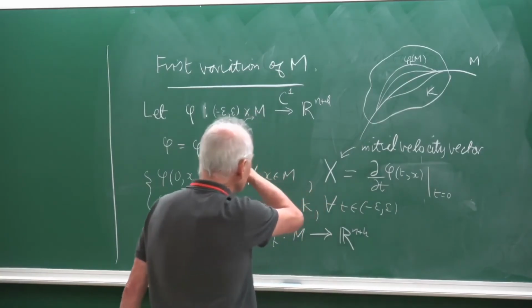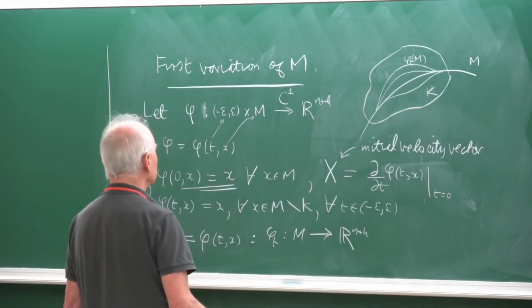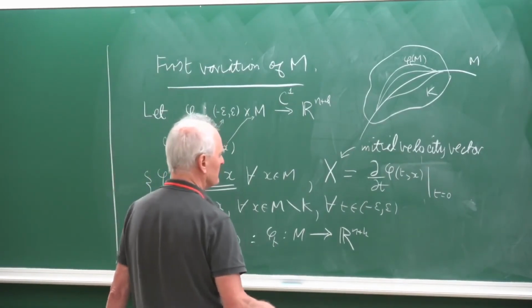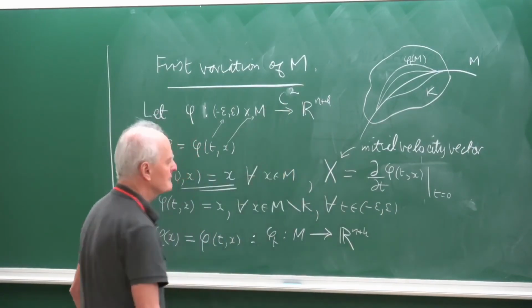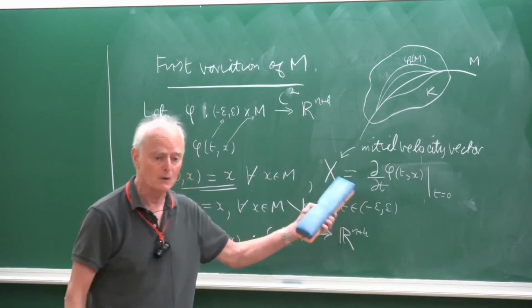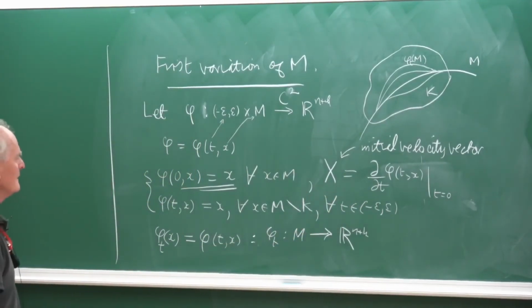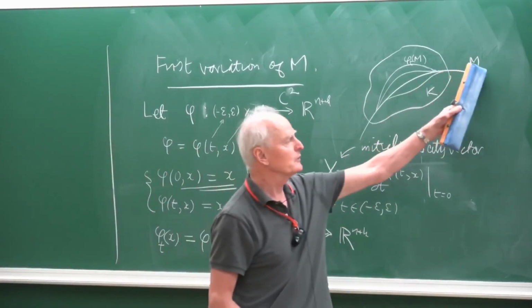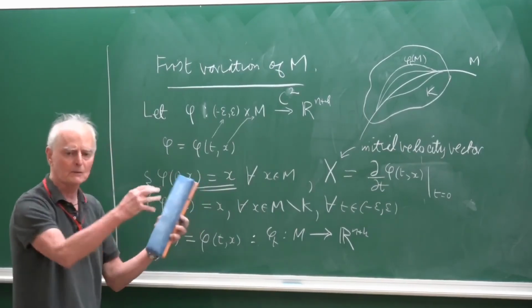Oh yes, sorry. I need this to be at least C2 because I want to be able to differentiate X as well. That's the second derivative of phi. So we need this to be at least C2. Notice M needn't be C2 though, it doesn't matter, as long as these phis are just defined in the surrounding space.